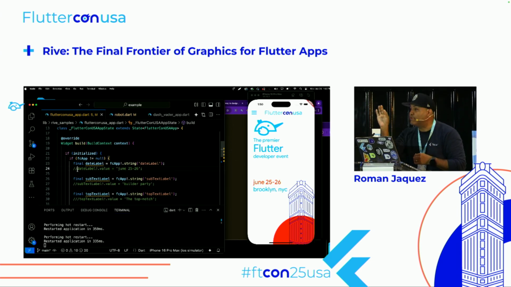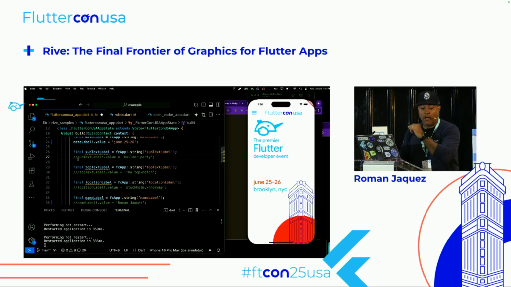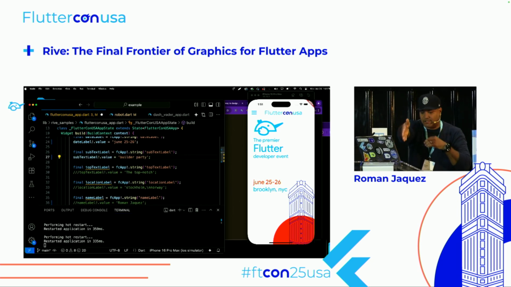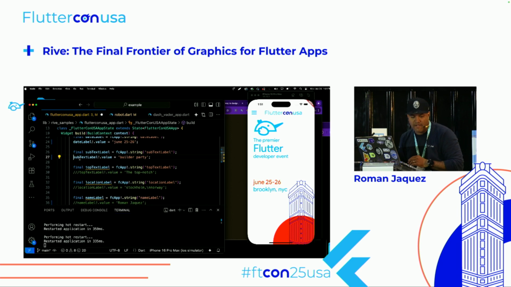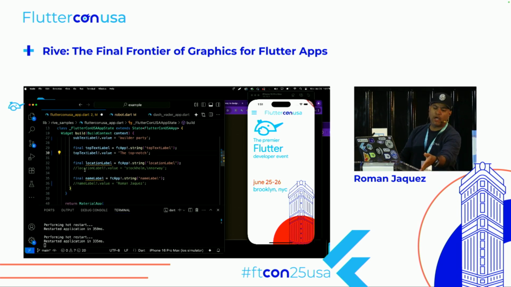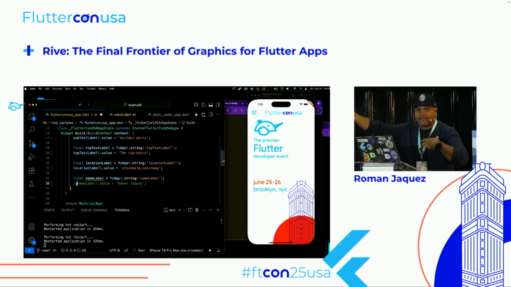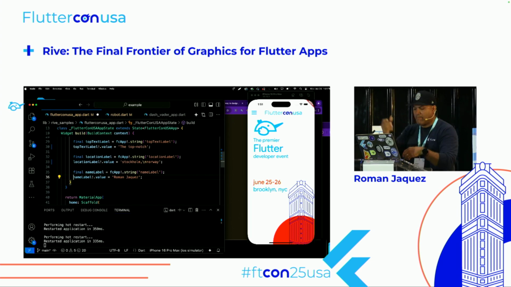The designer tells you, there is a label called date label so that you can change the date. So I want to change it to June 25th and 26th. There is a label called subtext label, and it says developer event, I want to change it to builder party. There's another one called top text label. There's another one, location. It says Brooklyn, New York City, but I want to change it to Stockholm, Norway, for example. And my name is Roman, but I want to make it more dynamic so that I can feed it live data from an API, from my event website, and I'm just going to programmatically feed it to it.